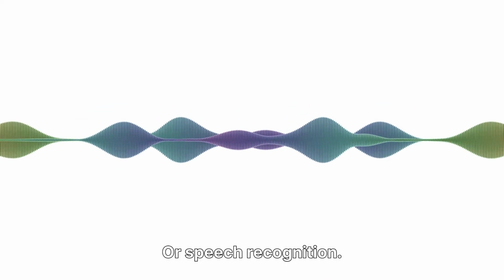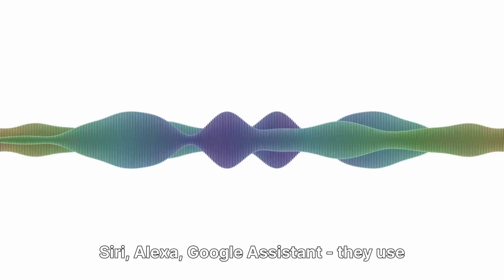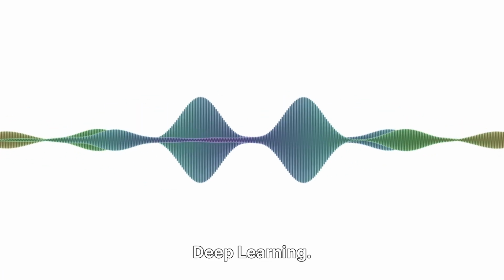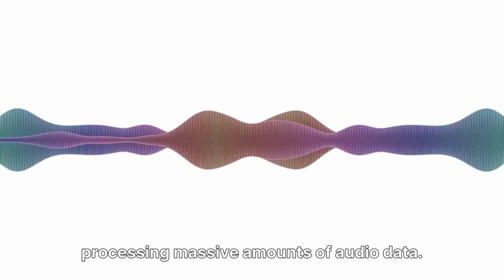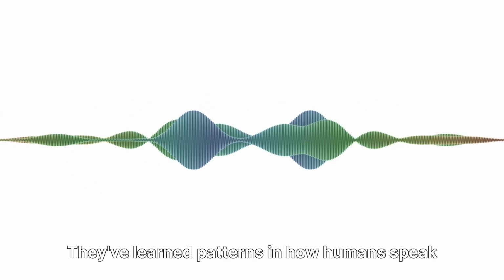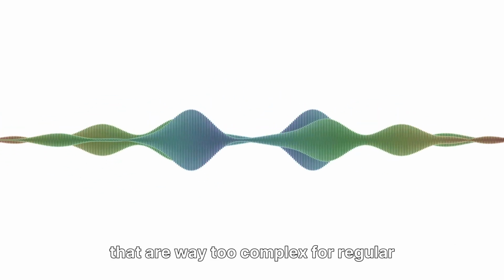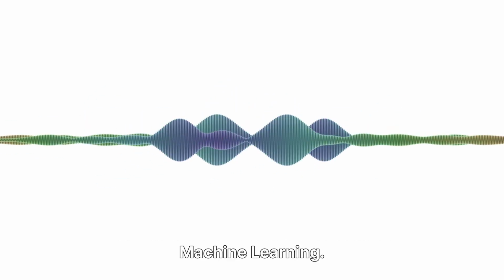Or speech recognition. Siri, Alexa, Google Assistant, they use deep learning. They've learned to understand human speech by processing massive amounts of audio data. They've learned patterns in how humans speak that are way too complex for regular machine learning.